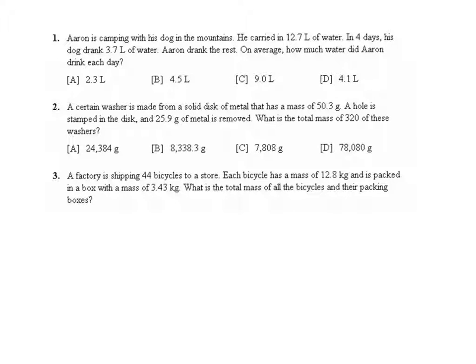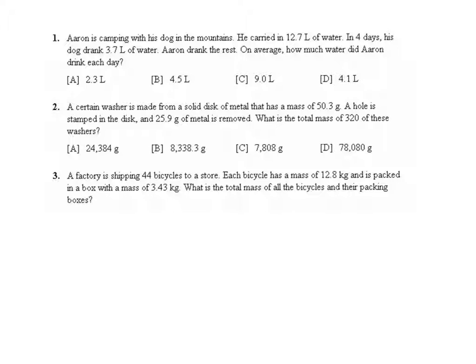In this video, I'm going to show some examples of solving two-step word problems with decimals. Our first question says Aaron is camping with his dog in the mountains. He carries 12 and 7/10 liters of water. In 4 days, his dog drank 3 and 7/10 liters of water. Aaron drank the rest. On average, how much water did Aaron drink each day?